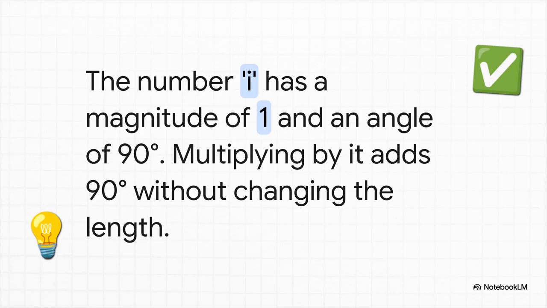Why does multiplying by i cause rotation? Well, think about i in polar form. Its distance from the center is exactly 1, and its angle is exactly 90 degrees. So, when you multiply something by i, you multiply its length by 1, which does nothing. But you add 90 degrees to its angle. You get a pure, perfect rotation. And just like that, the mystery's solved.